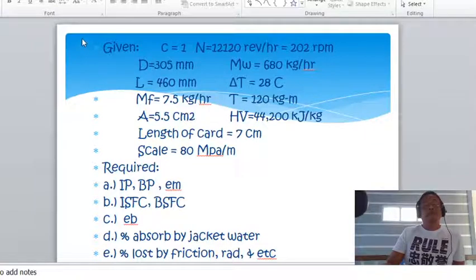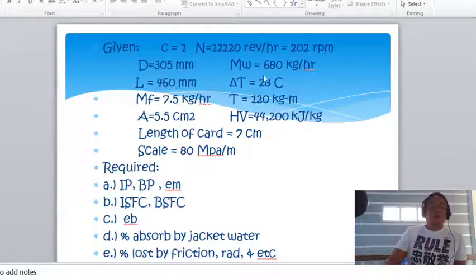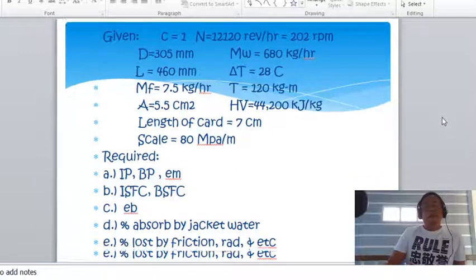C, or the number of cylinders, is 1. N is 12,120 revolutions per hour, so that is equivalent to 202 revolutions per minute. Diameter is 305 mm. Length of stroke is 460 mm. Mass of water is 600 kg per hour. Torque is 120 kg meter, and so on and so forth. So let us now proceed to the solution.